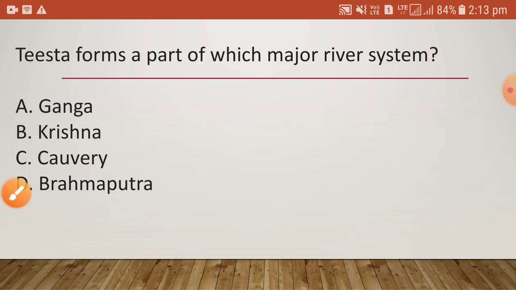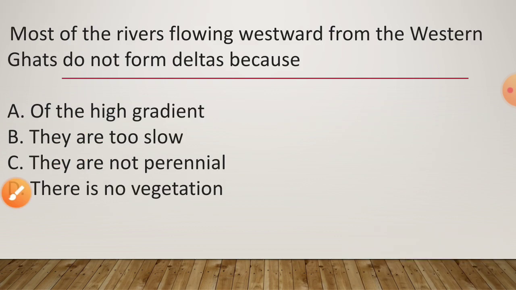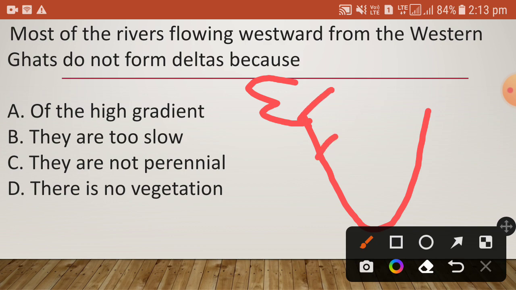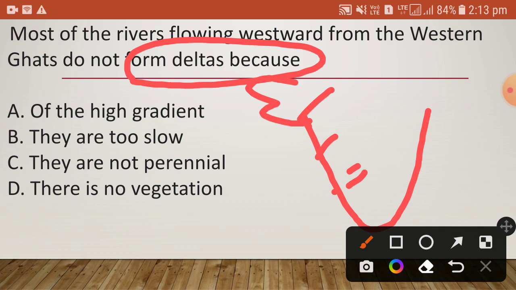Remember this. Most of the rivers flowing westwards from the Western Ghats do not form a delta because, in the peninsular region and in some parts of Gujarat, there are some rivers which go westwards, and they do drain into the Arabian Sea, but the question is why they do not form deltas. First you need to know what a delta is. A delta is a land form, usually in a triangle or some other shape.